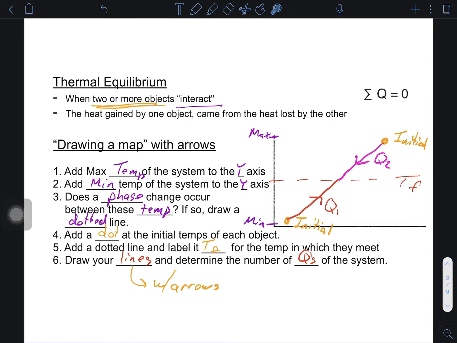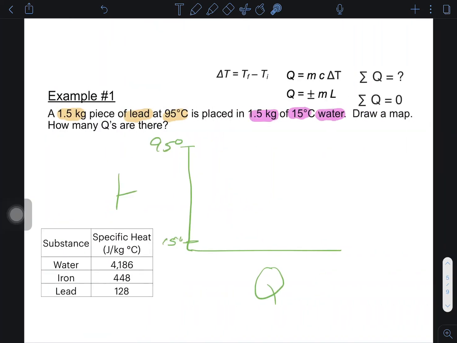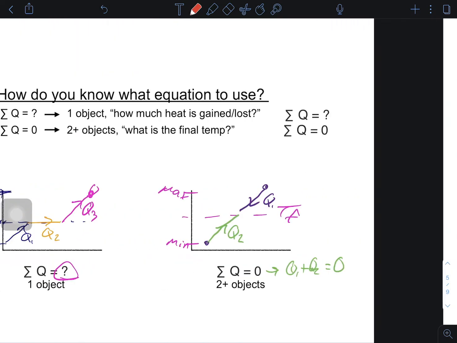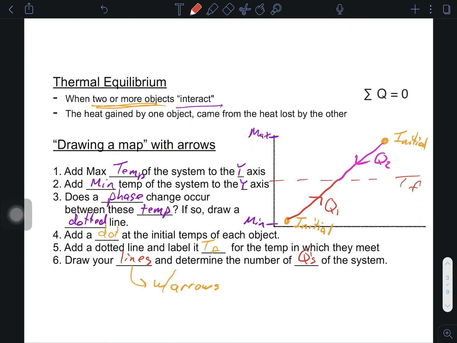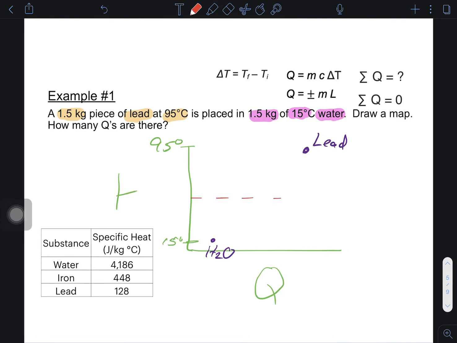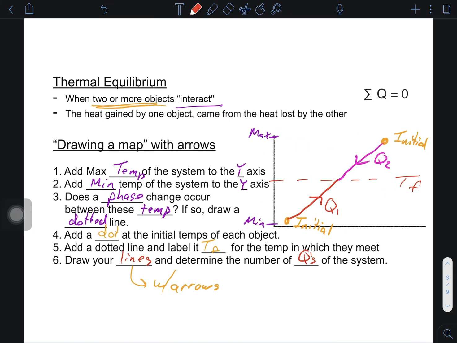Then we need to add a dot for the initial temperatures. So we are going to add dots for the initial temperature of my lead, which is up here. This is my lead, and this was my water. Then we are going to add a dotted line and label TF for the temperature that they're going to meet at. Really, it doesn't matter. This is just a map, a model. It's really going to end up closer to the water, but it's somewhere in between. So we have a TF somewhere.